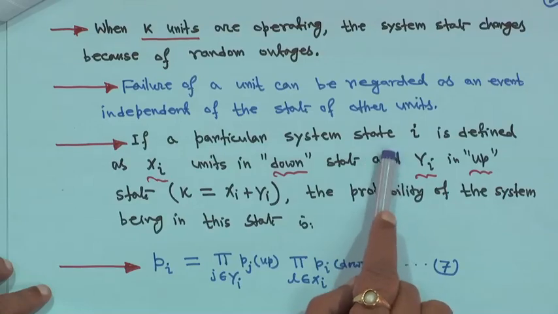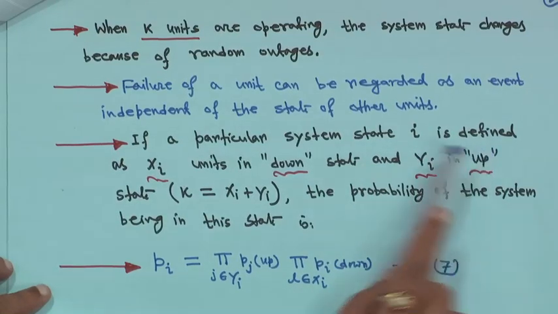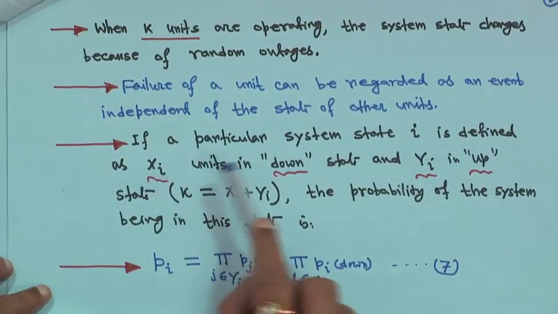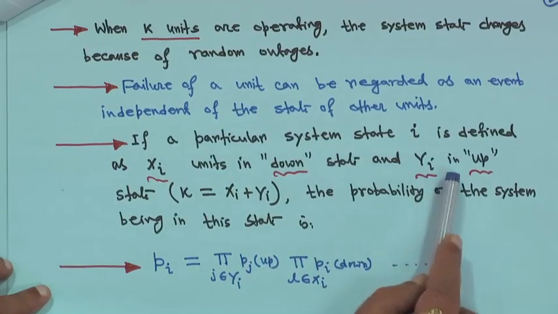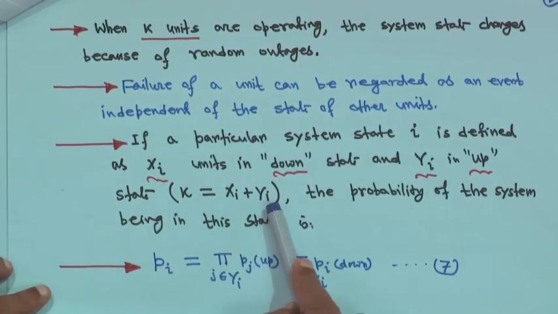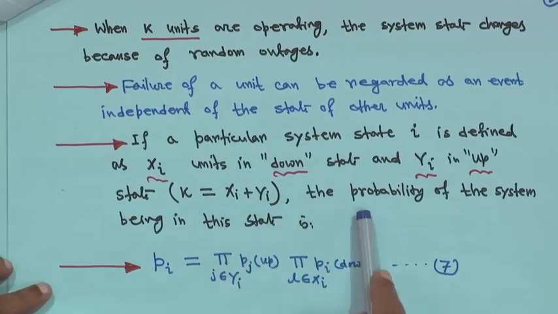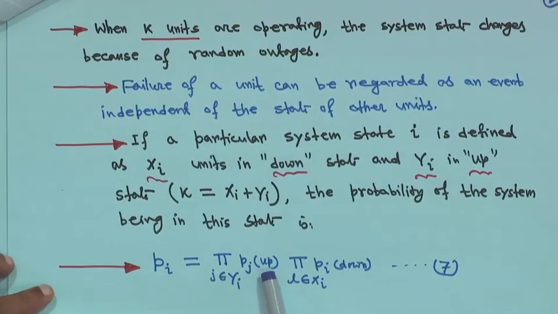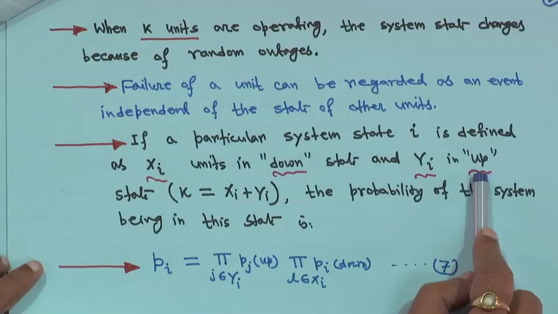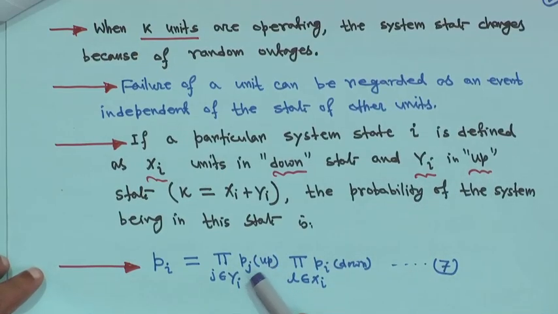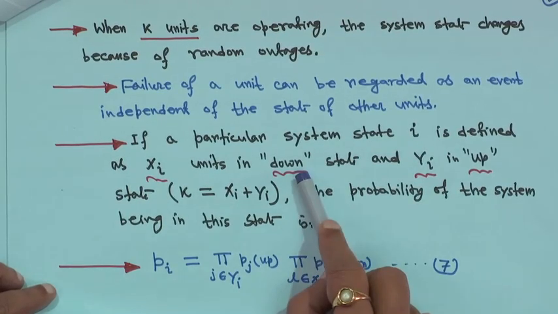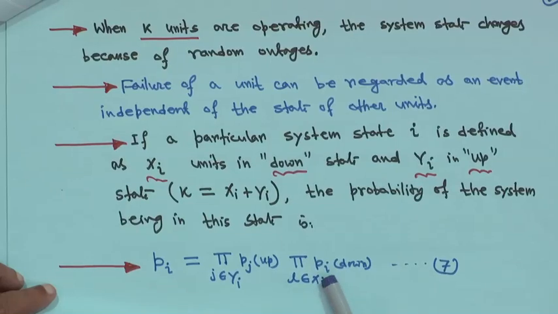So if a particular system state I is defined as, say, capital X suffix I units in down state and capital Y suffix I in up state, where k is equal to xi plus yi, it is fine. Then the probability of the system being in this state is the product over j belonging to yi, that means units which are in the up state. You have to make the product, you have 3 units, the probability of all of these you have to multiply, then into again the product over units L belonging to xi which are in down state, into pi, this is down.